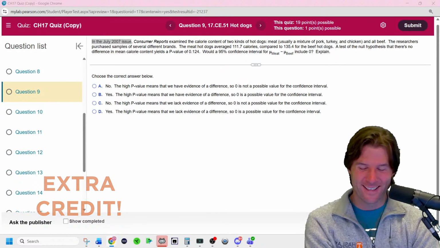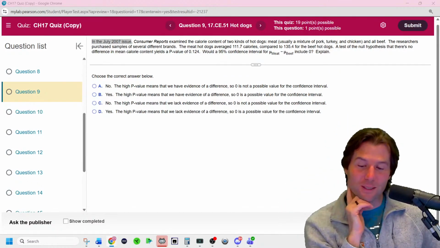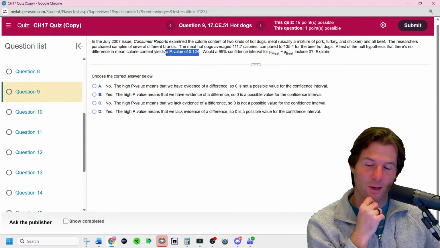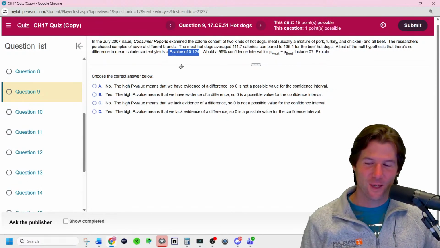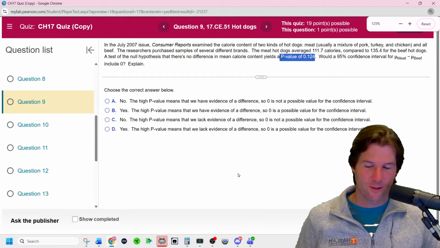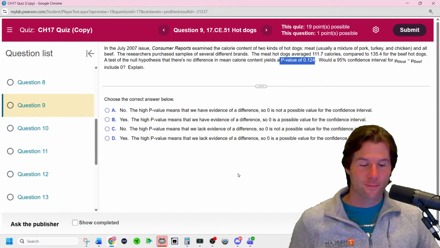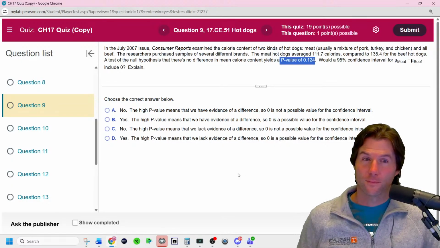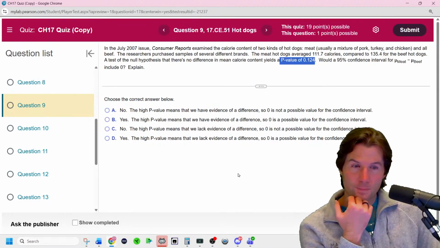So with this in mind, what do you do with the p-value of 0.124? Reject the null or not reject the null? What do you do with that high p-value? It's a really good quick question.